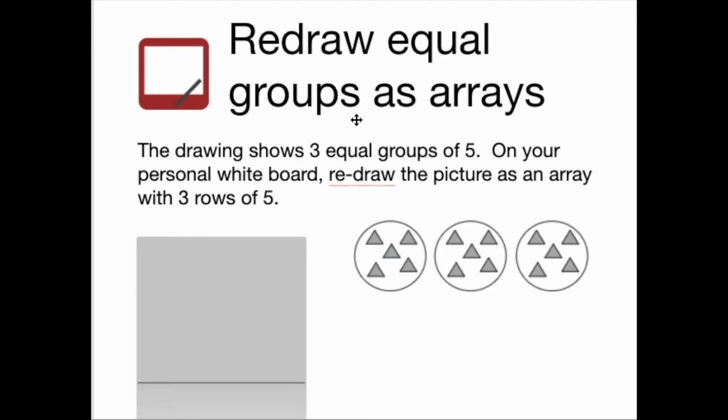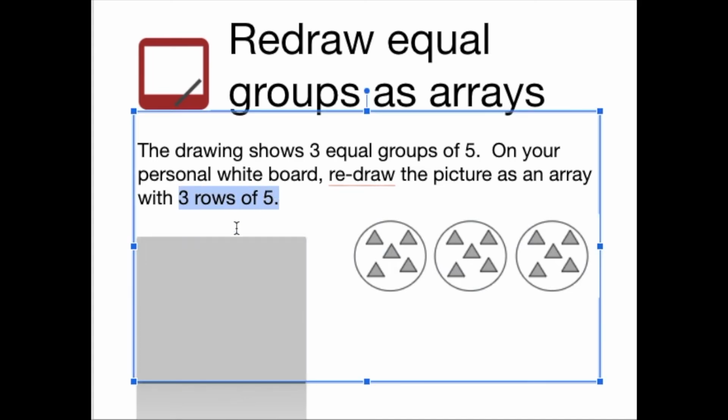Let's redraw equal groups as arrays. This drawing shows 3 equal groups of 5. On your personal whiteboard, redraw the picture as an array with 3 rows of 5. Of course, if you don't have a whiteboard at home, that's okay. Maybe grab a paper and a pencil out. So they're asking me to redraw the picture as an array with 3 rows of 5. So I'm going to read, draw, and write 3 rows of 5.